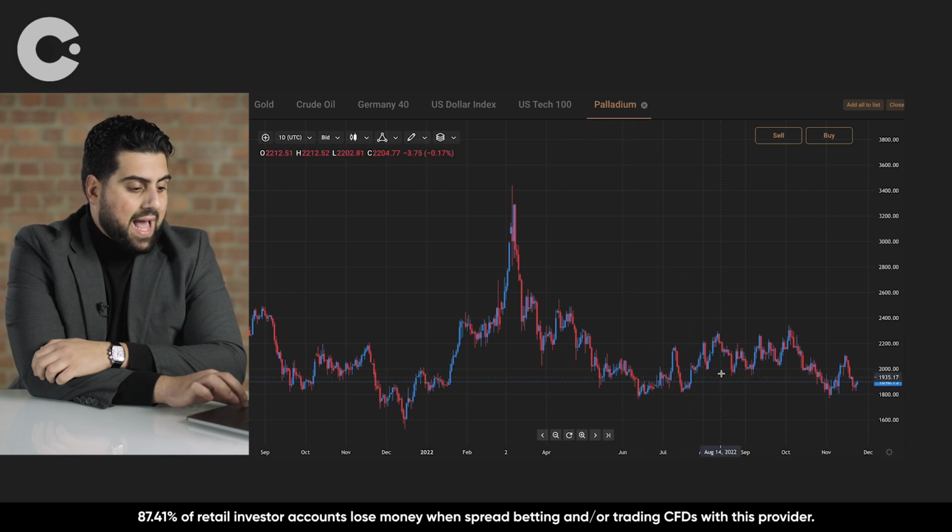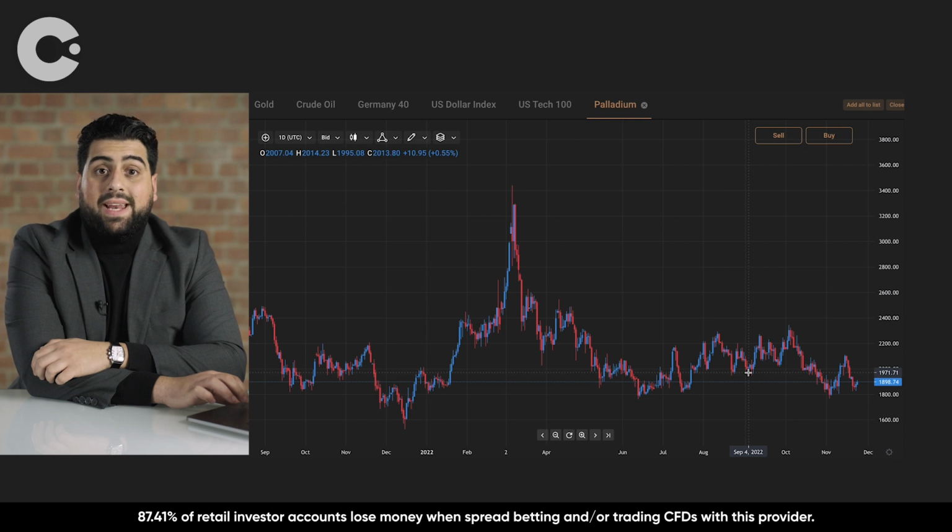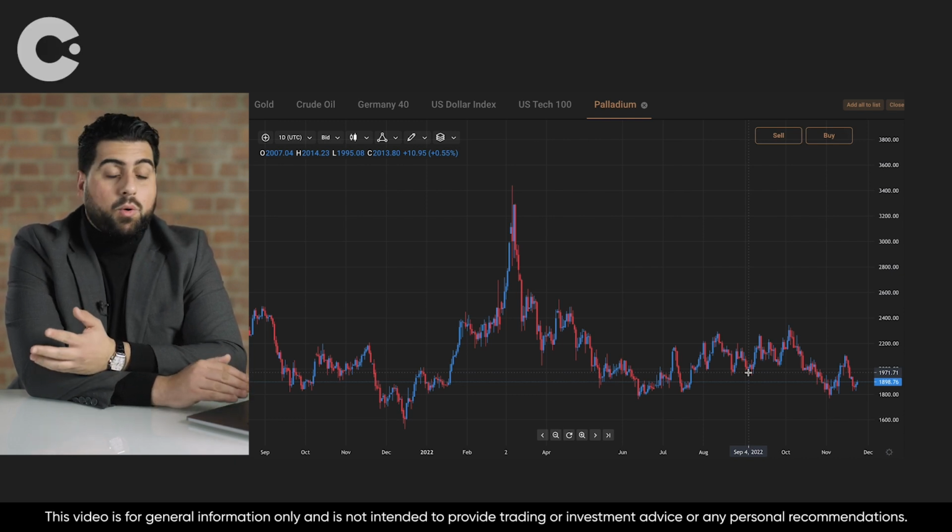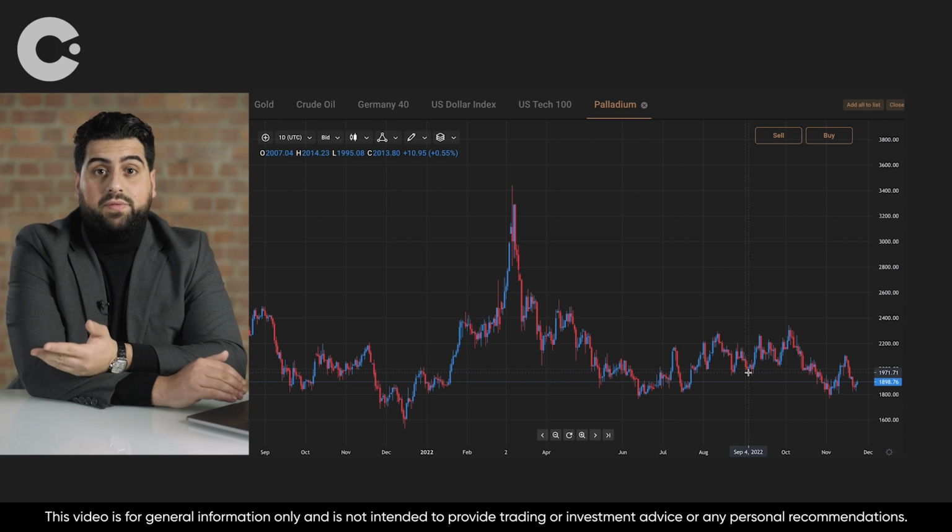You can see the market hasn't really been in any trend. There's no bullish trend, there's no bearish trend, it's just moving sideways. It's in a consolidation period. Okay, there's no momentum anywhere. No one really knows what direction the market's going to be moving in.